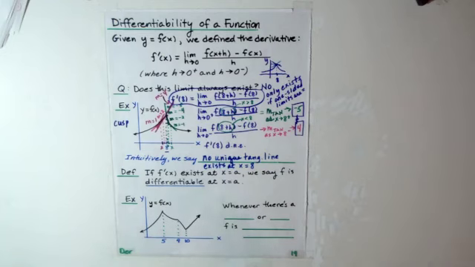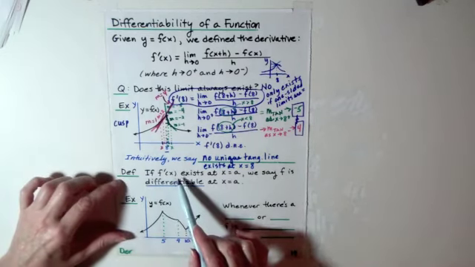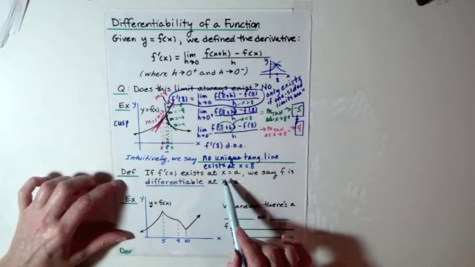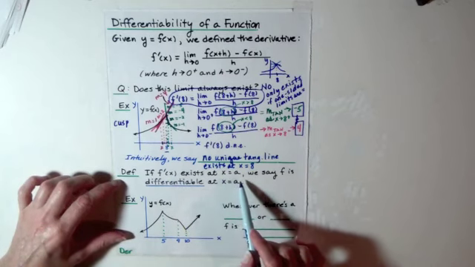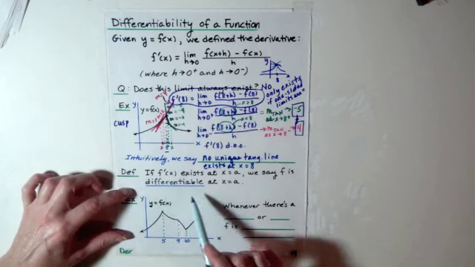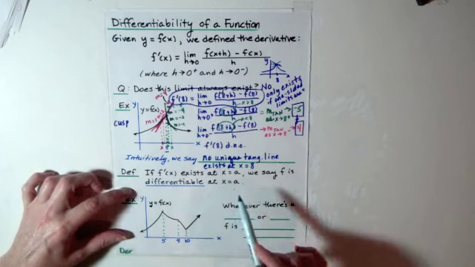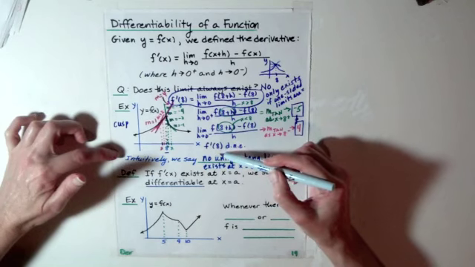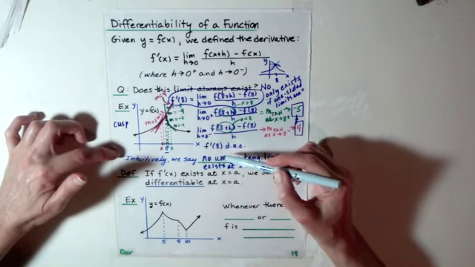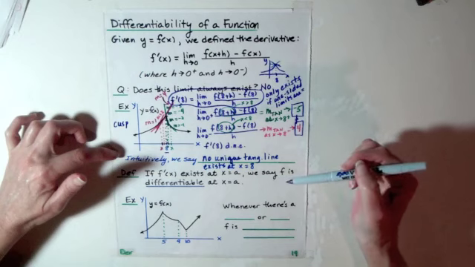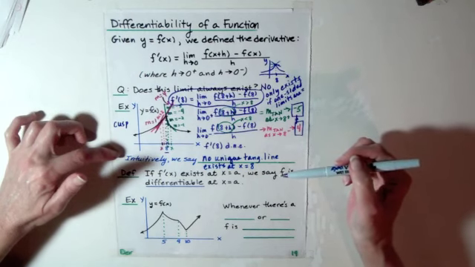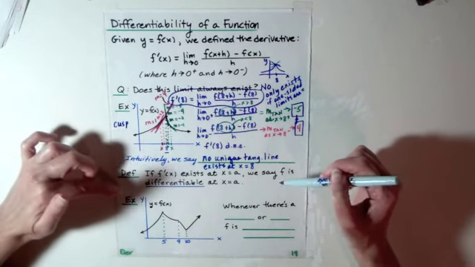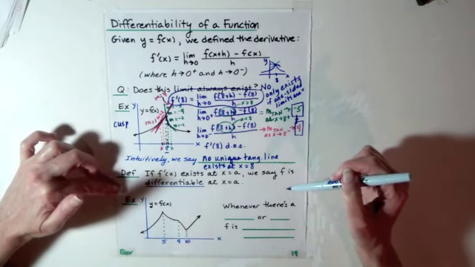Let me just define differentiability a little bit more formally. We say f prime of x exists at x equal a. If that's true, then we say the function is differentiable at x equal a. For the example we just looked at, f prime of 8 did not exist, so f prime of x didn't exist at 8. And so we would say this function is not differentiable at x equal 8.